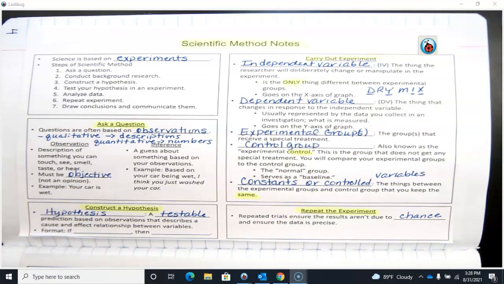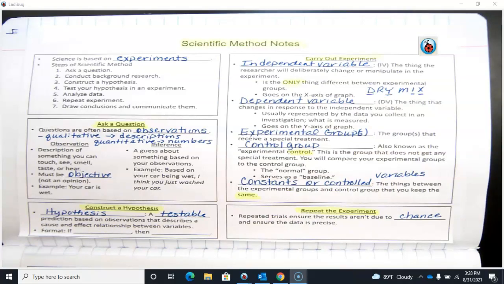Also, when we construct a hypothesis, remember a hypothesis is a testable prediction based on observations that describes a cause and effect relationship between variables, the variables being the independent variable and the dependent variable. A lot of hypotheses are written in an if-then format. Not all of them, but a lot of them.